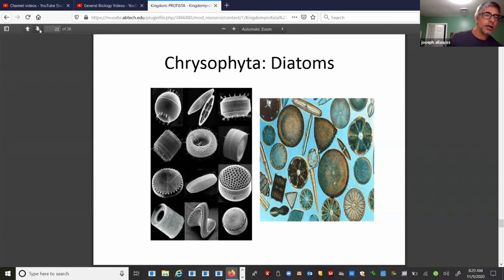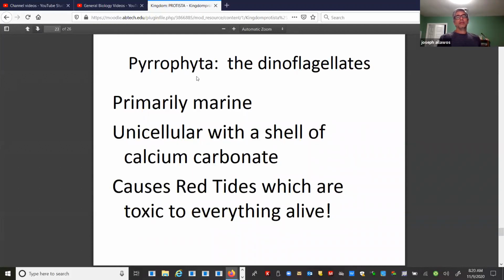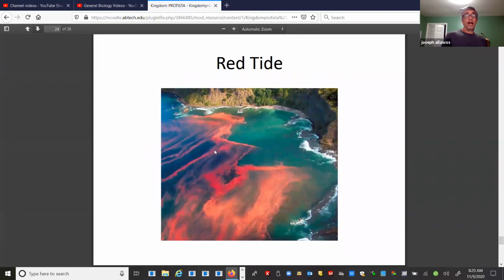Okay, moving right along. Now we get to sort of the black sheep of the kingdom, of the subkingdom algae, with the pyrophyta. Pyro means fire. These are the fire algae, or the dinoflagellates. They look very similar to diatoms. Why they're relevant is because they cause red tides.